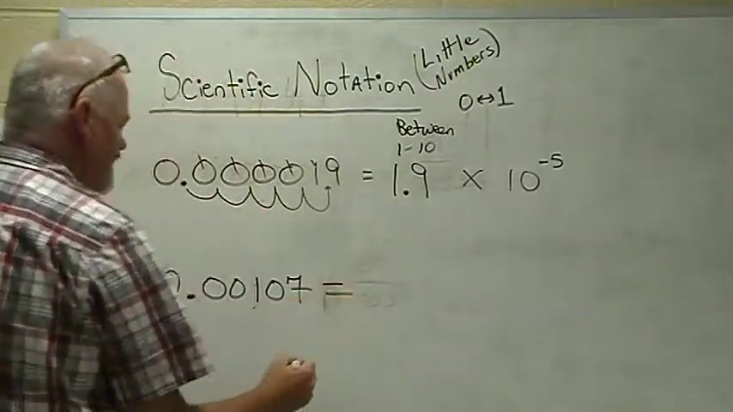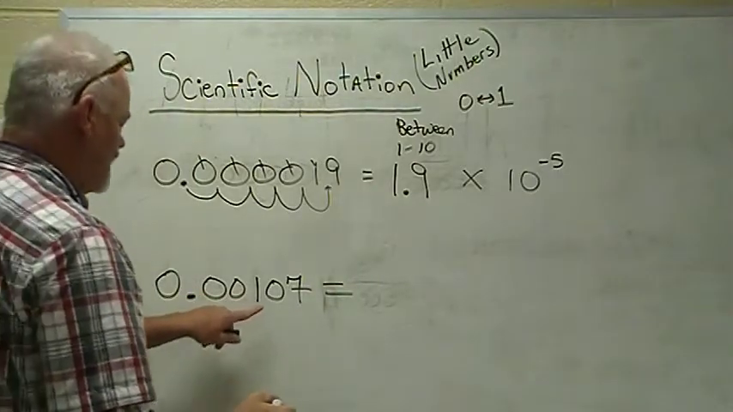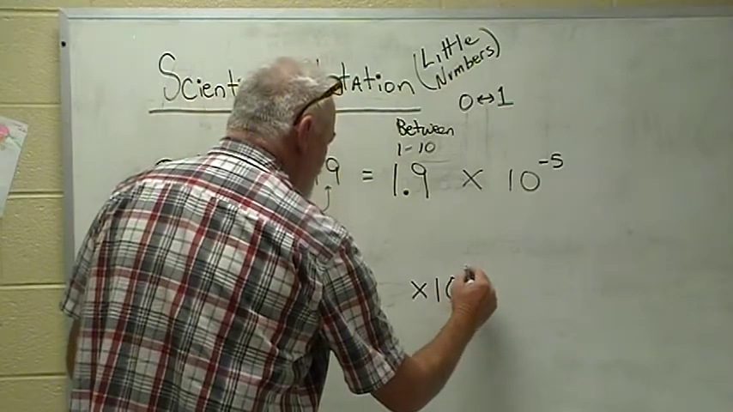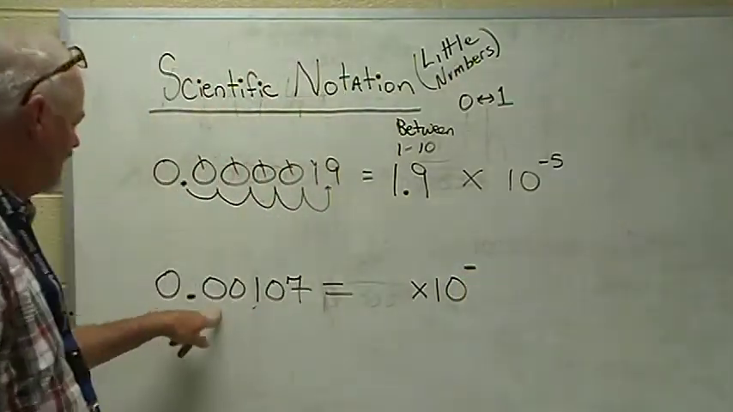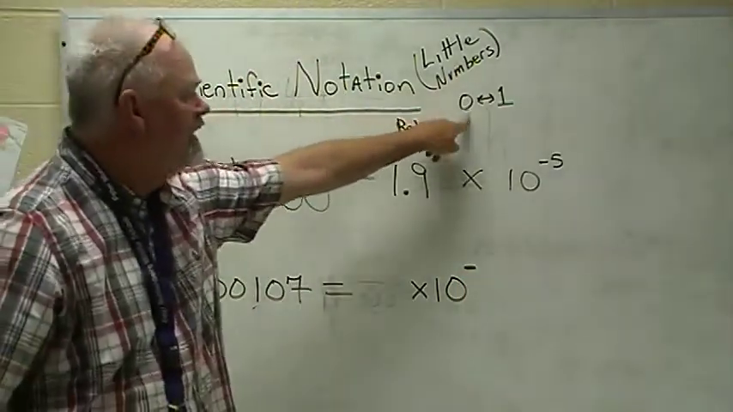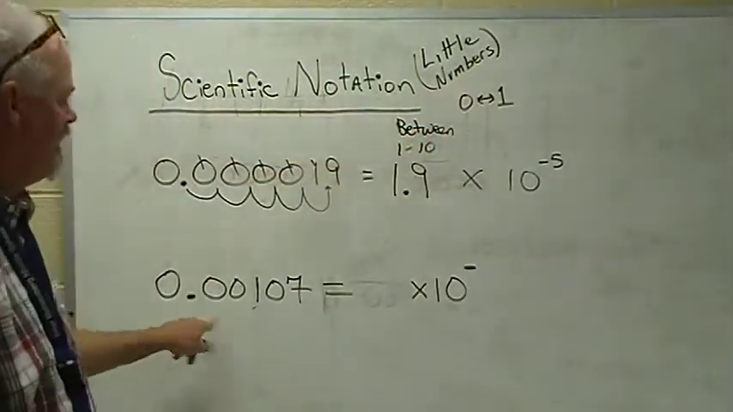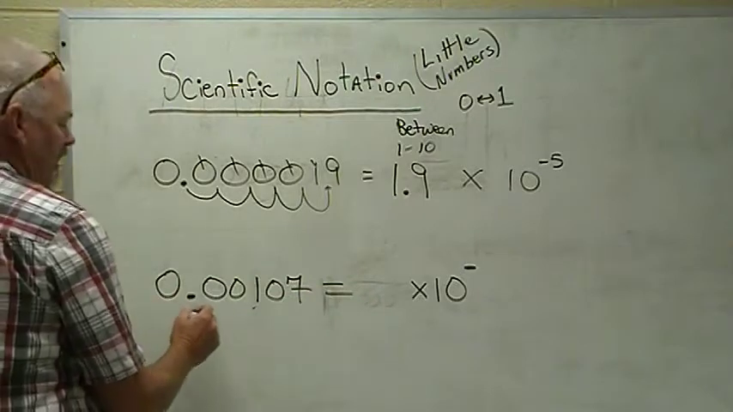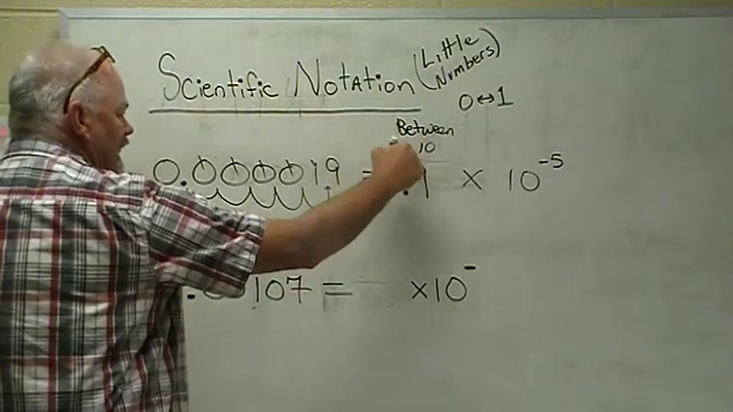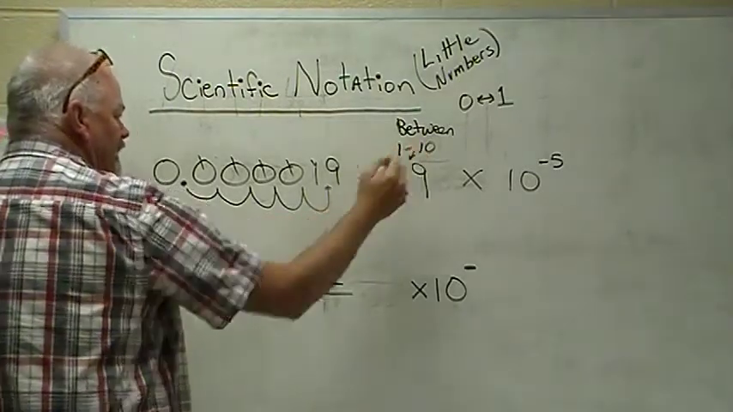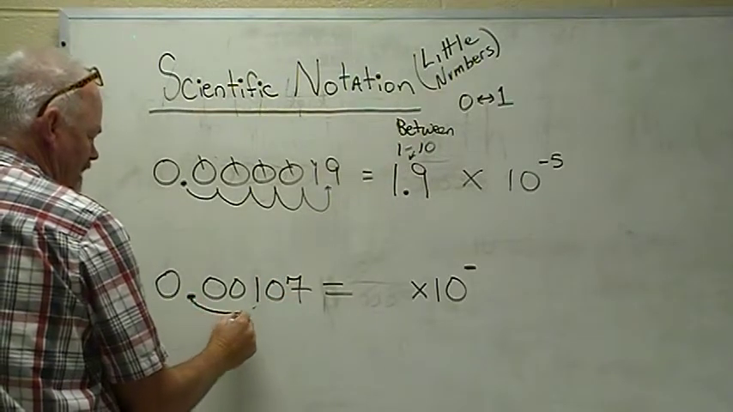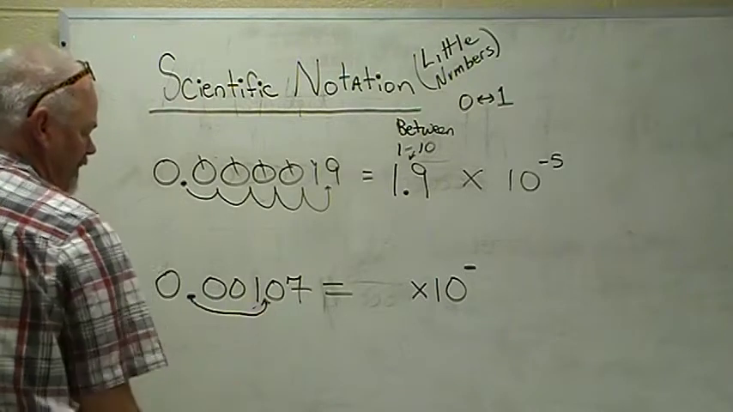But let's change it into scientific notation. So I know it's a little number. I know it's going to be times 10, and my exponent is going to be negative, because it's a little number between 0 and 1. This first number, we got to keep moving this decimal until we make a number between 1 and 10. This number has to be between 1 and 10. So we got to move it until we get to a number that's not 0, and put it on the right hand side of it.